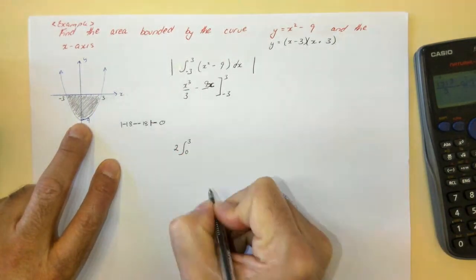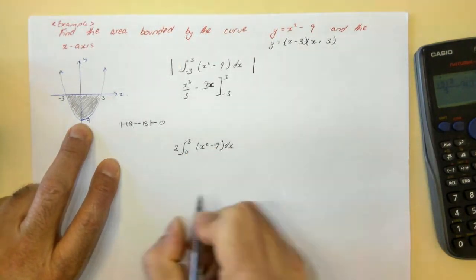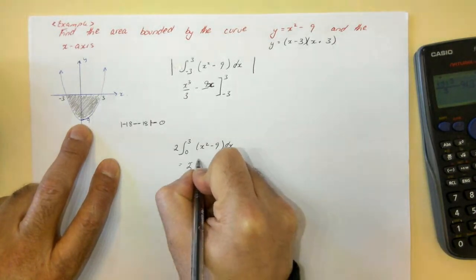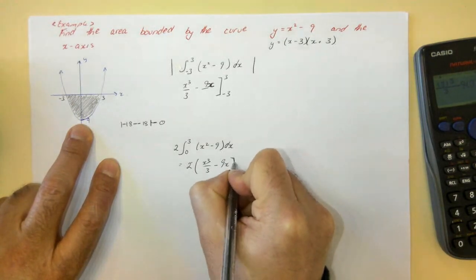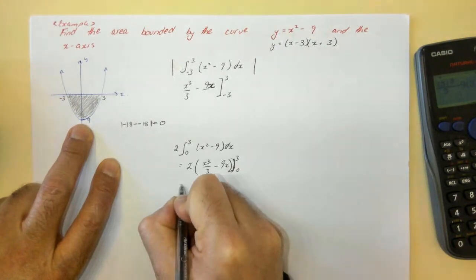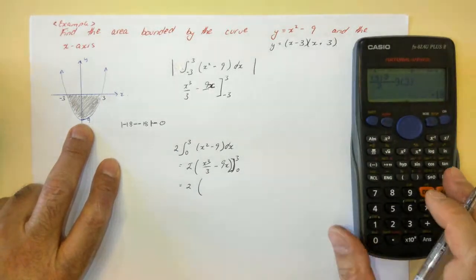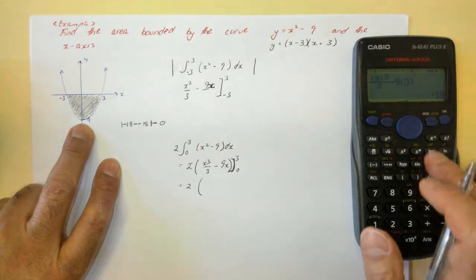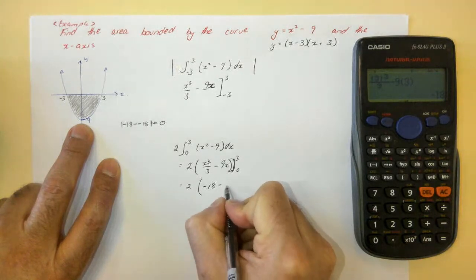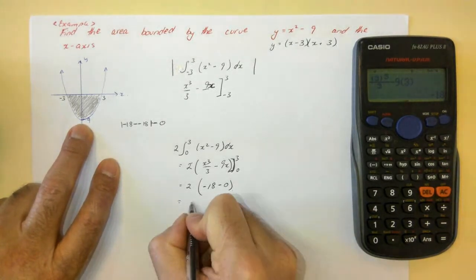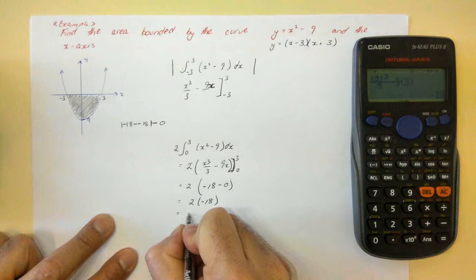3 of x squared minus 9 dx. So it's still going to be x cubed on 3 minus 9x from 3 to 0. So that's going to be 27 divided by 3 is 9, so we got negative 18 and minus 0. So we get two lots of negative 18 in this case, okay, which is negative 36.